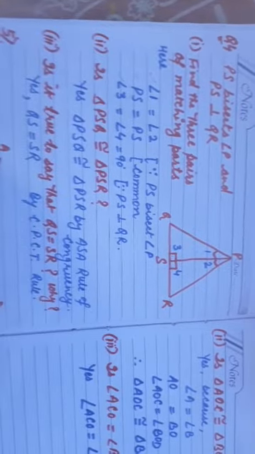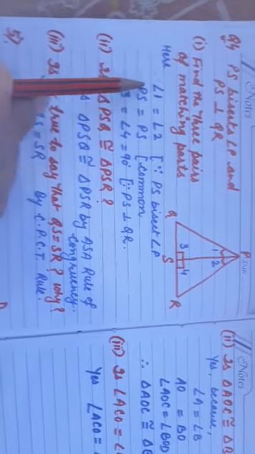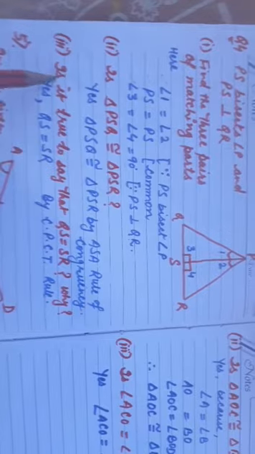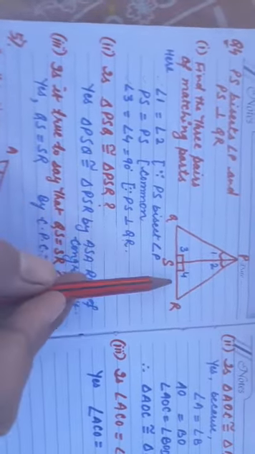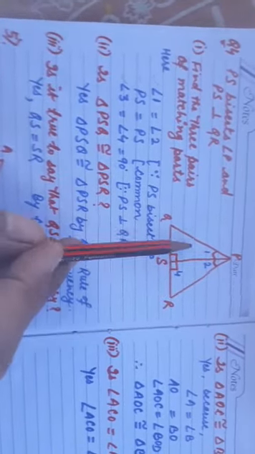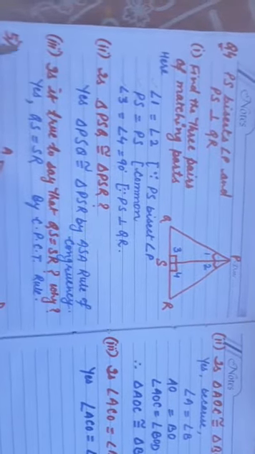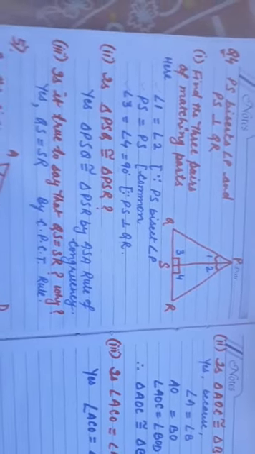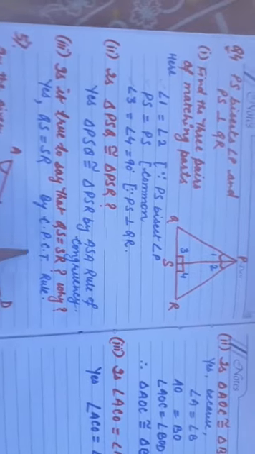Now the next part of this question: are these two triangles congruent? Yes. By the angle side angle rule, these two triangles are congruent. Next, is it true to say that QS is equal to SR? Yes, because by the CPCT rule, when two triangles are congruent by some rule, then their corresponding parts are also equal. Therefore QS is equal to SR by CPCT, that is, corresponding parts of congruent triangles.